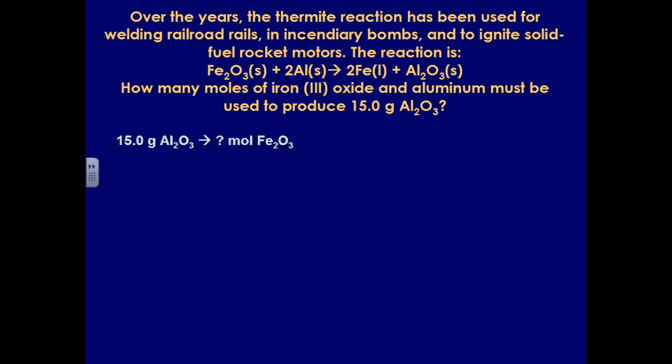We can tell this is a stoichiometry problem because we are switching between chemical substances. If we were not given a balanced equation, we would need to create one. This time we were, so we're going to start with what we're given, which was the 15 grams of aluminum oxide. I want to make sure I cancel that out, so the grams of aluminum oxide need to go in the denominator. I want to find moles of iron 3 oxide, so that would go in my numerator.